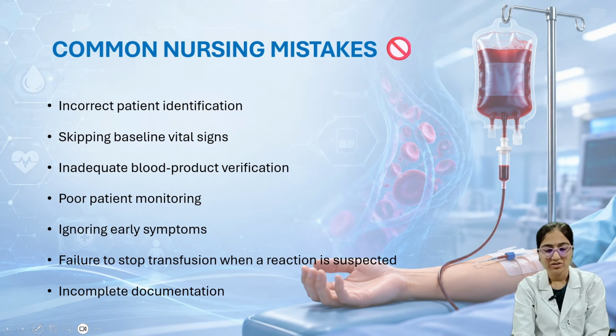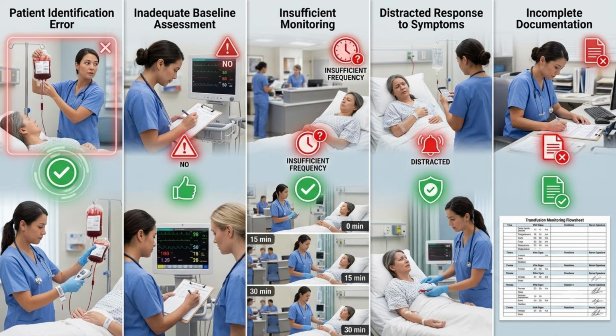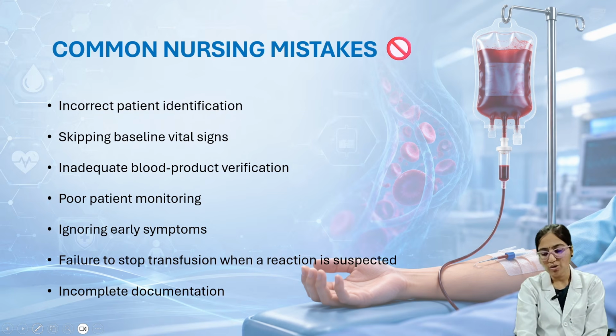Common nursing mistakes. Common mistakes we need to avoid during blood transfusion procedure. Here we'll see incorrect patient identification, skipping baseline vital signs, inadequate blood product verification, poor patient monitoring, ignoring early symptoms, failure to stop transfusion when a reaction is suspected, and then incomplete documentation. These are the common mistakes everyone does that we need to avoid.